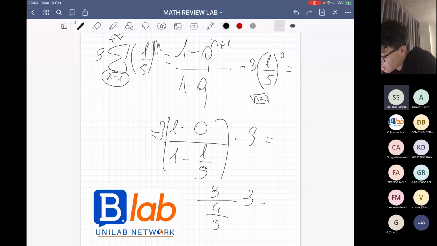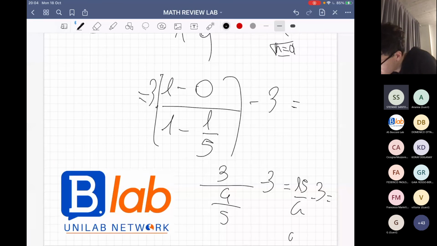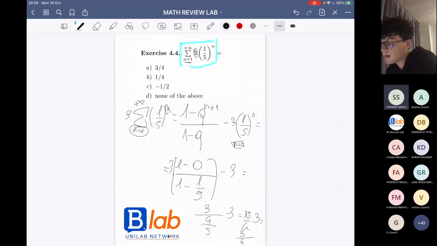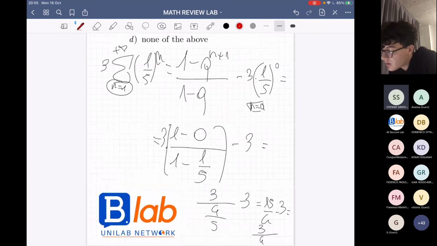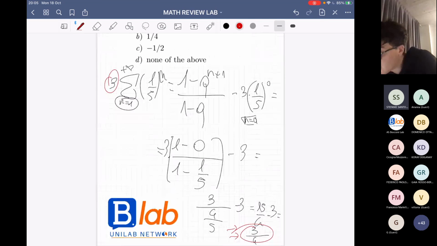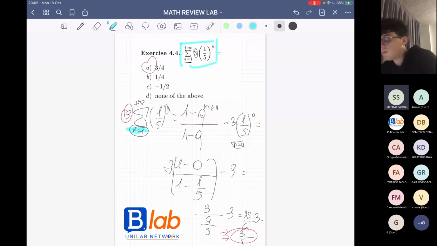And it's equal to 3 over 4 over 5, which should be equal to 15 over 4 minus 3, which is equal to 4. 15 minus 12 will be 3, so 3 over 4, which is exactly the first answer. Oh, sorry. It is exactly the first answer. And so we have just done it. It's exactly the same. We just have to remember that here we have a 3, and we always have to remember that, of course, here we have n equals 1. So nothing more difficult than the previous one.